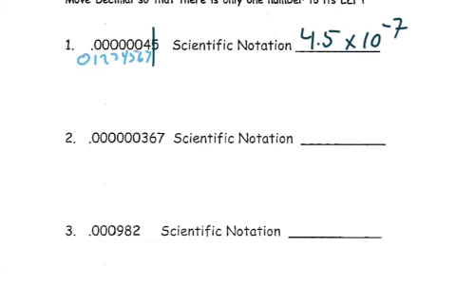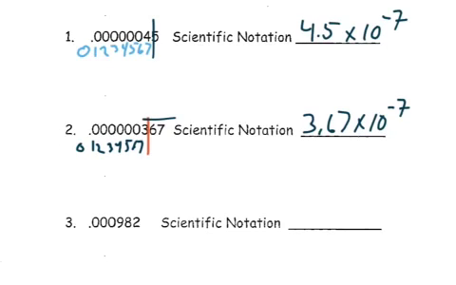Take a look at the next one. Now it might be helpful to just go ahead and put the line in first so you know where to stop. So again, you can do 0, 1, 2, 3, 4, 5, 6, 7. So I would write 3.67 times 10, again to the negative 7th.